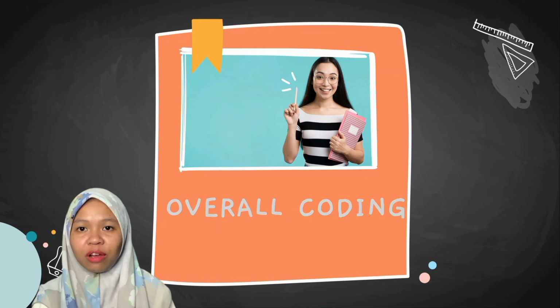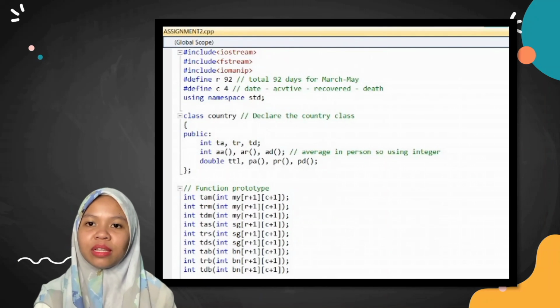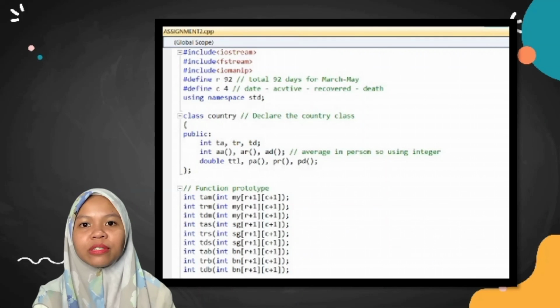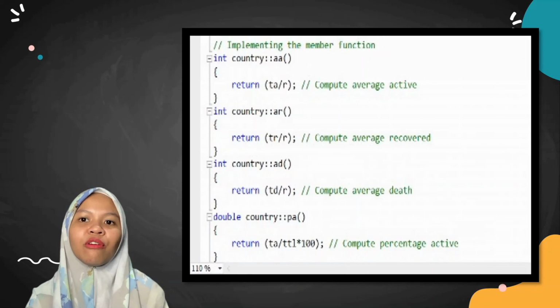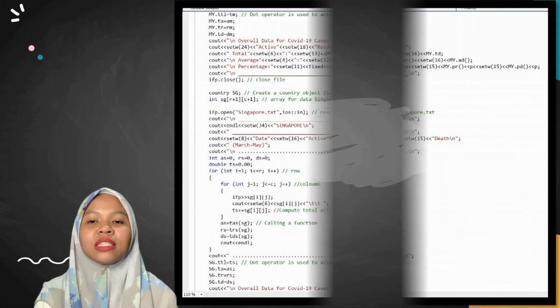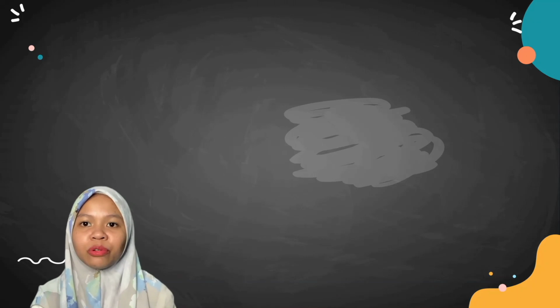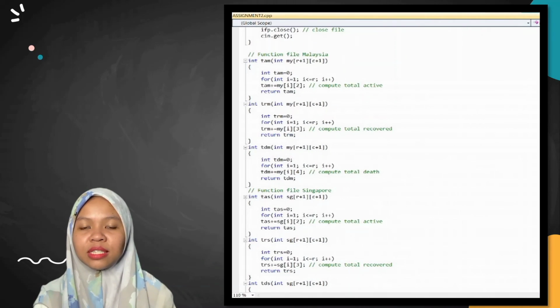Overall coding. So after the explanation of all parts of the coding, here is the arrangement. The first part is the pre-processing followed by the function prototype, continuing with the implementation of member functions and the main body. The last part of the coding is the implementation of the function prototype, which is also the function file to compute total of 3 cases.